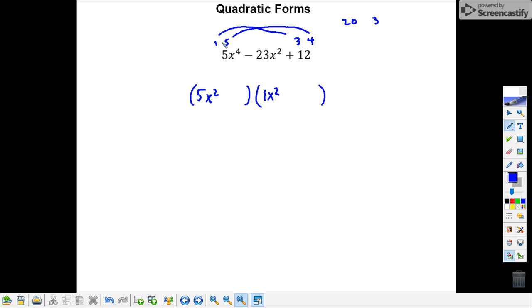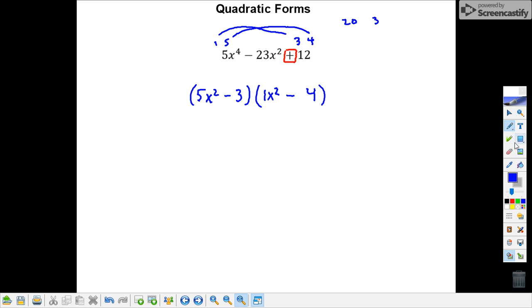And then the 5 was paired with the 4, so they need to be in opposite parentheses. The 4 needs to be over here, and the 1 was paired with 3, so it's going to be over here. The last thing we need to remember is, since this was a positive 12 at the end, that means our signs need to be the same. So this middle sign tells us they both need to be negative.